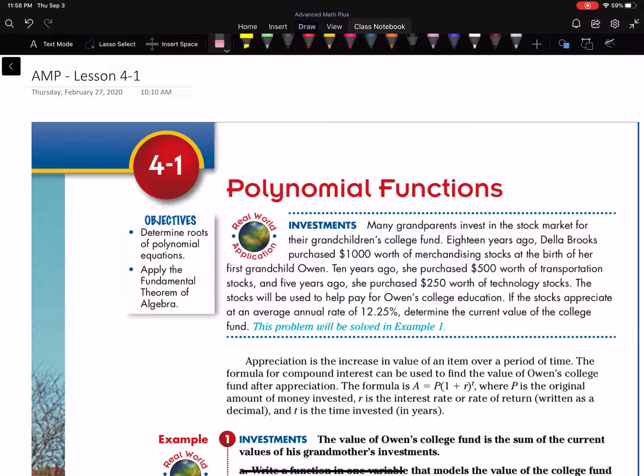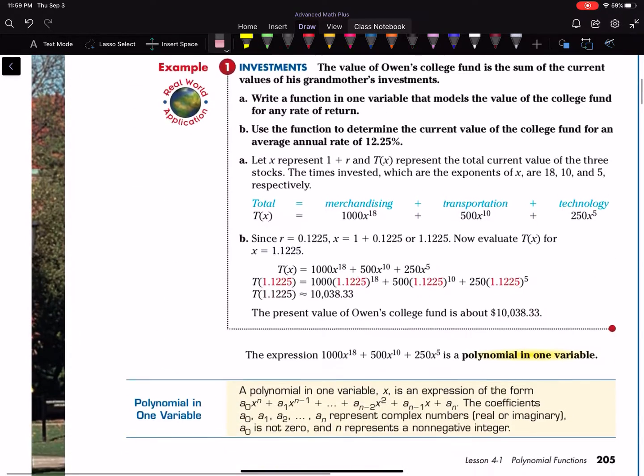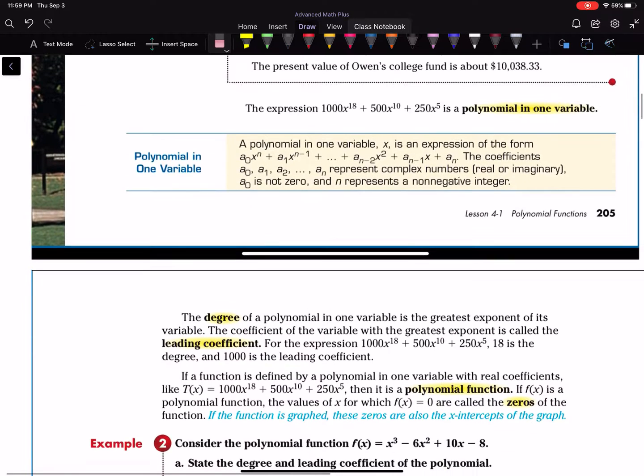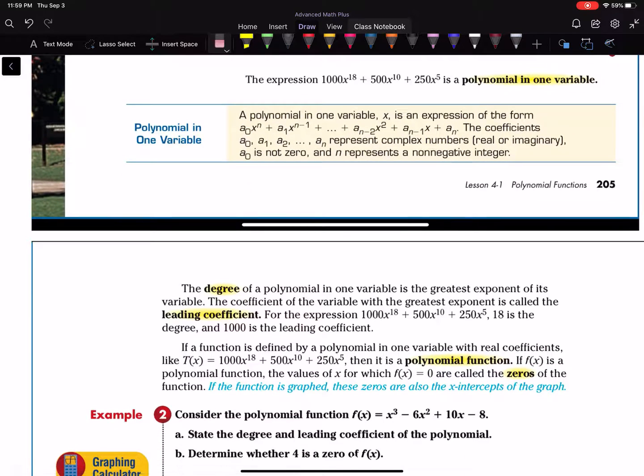I'm Coach Knight. Today's lesson we're discussing polynomial functions. We're going to determine the roots of polynomial equations and also apply the fundamental theorem of algebra. Man, that sounds important. All right, so our first example, we're going to skip down to example 2, but before we get to it, make sure everybody knows what a polynomial in one variable is.